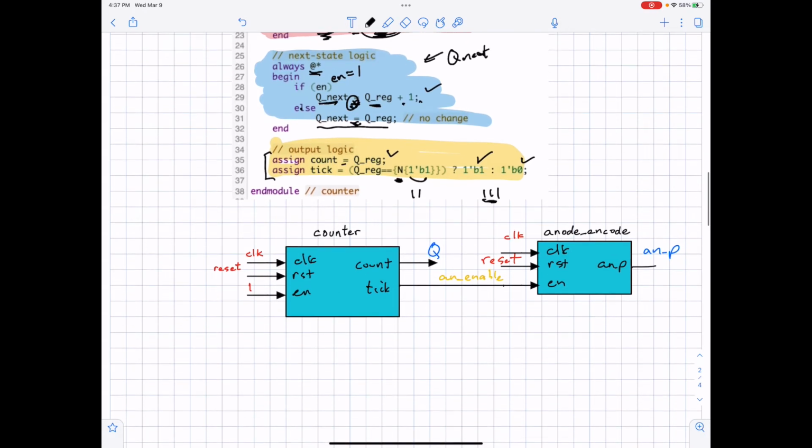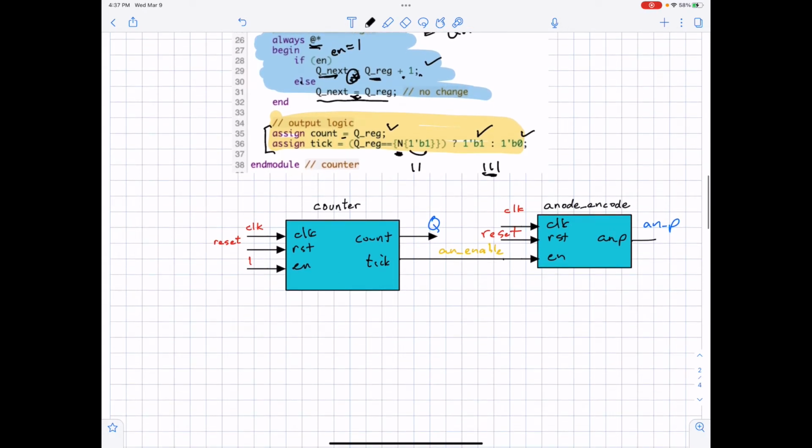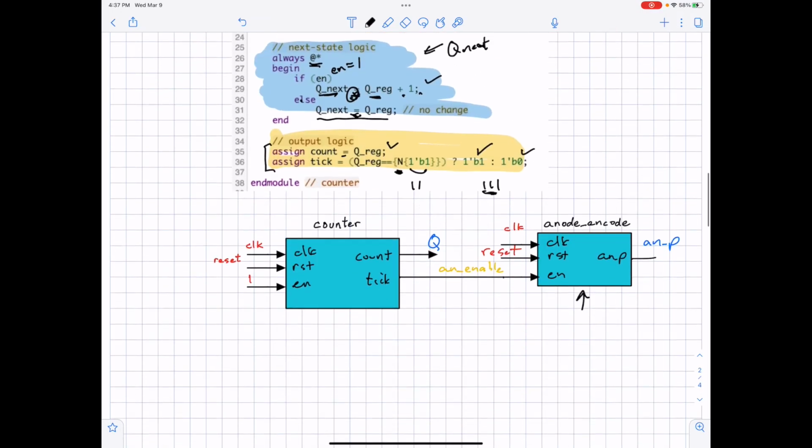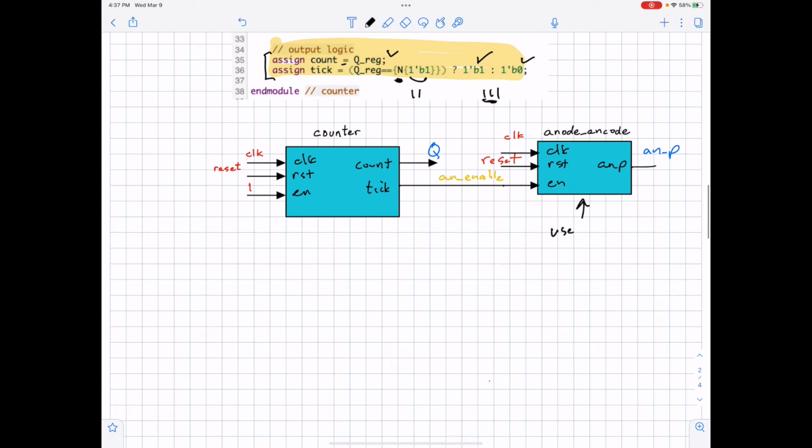Okay, so that leads us to the circuit setup that I want to have. I want a counter that's dividing the clock and gets the tick down to a certain rate. Okay, and then what that will do is go into this anode encoder that I want you to write yourself. All right, so for this anode encoder, I want you to take the counter and modify the output. Okay, use a 2-bit counter because we have 4 anodes. 2 bits gives you 4 combinations. Modify the output assignment.